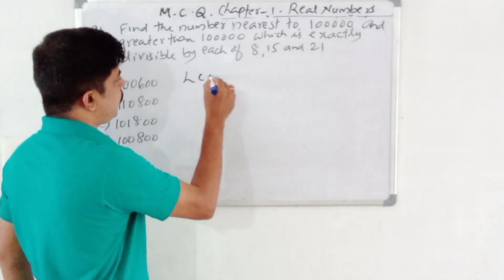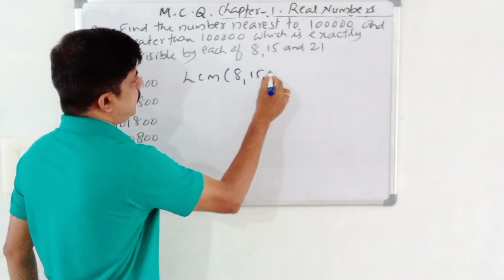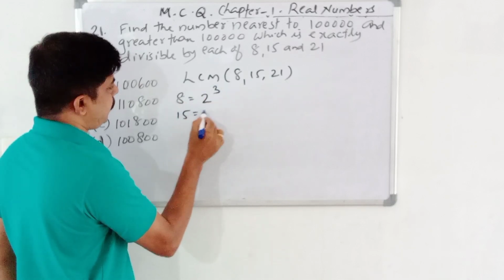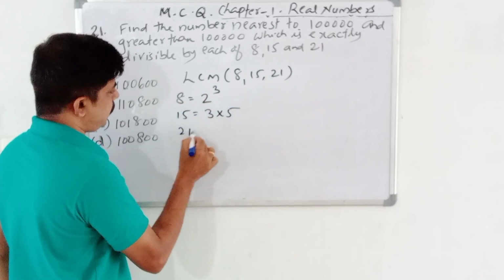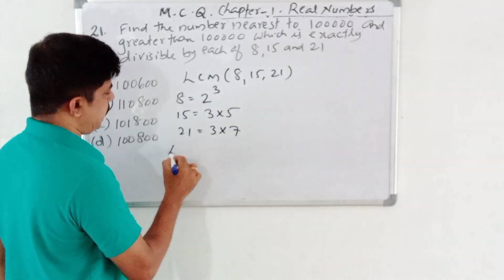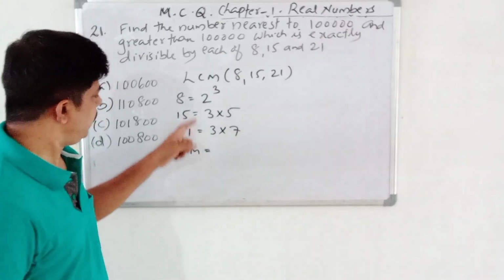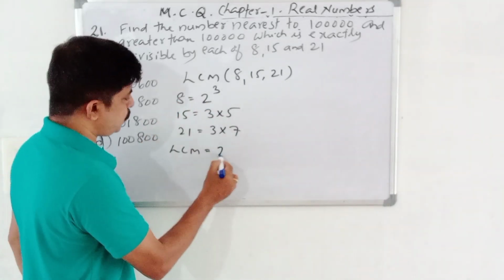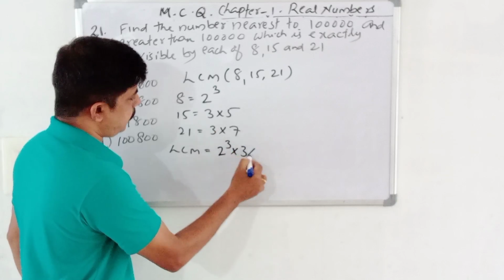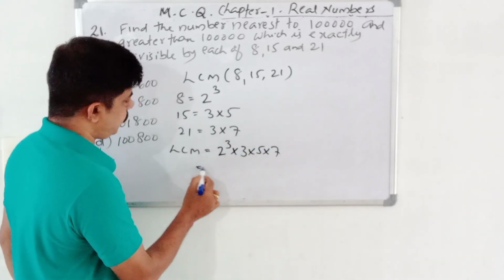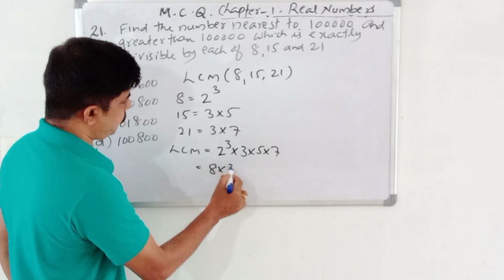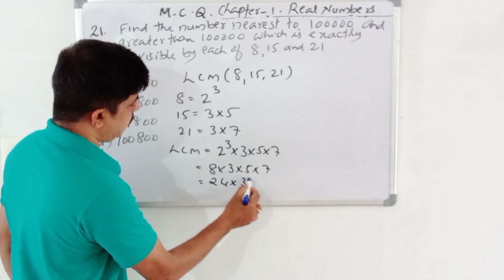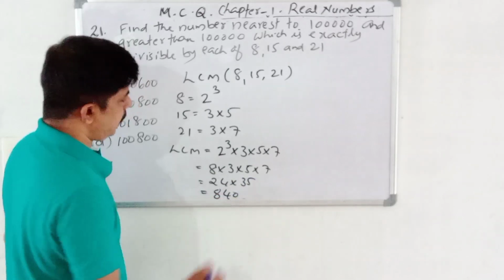LCM of 8, 15, 21. 8 we have 2 raised to 3, 15 we have 3 into 5, 21 we have 3 into 7. For the LCM, we find the product of the highest power involved in each prime factor. We have the highest power 2 raised to 3, 3, 5, 7. Therefore, we have 8 into 3 into 5 into 7, 24 into 35, we get LCM is 840.